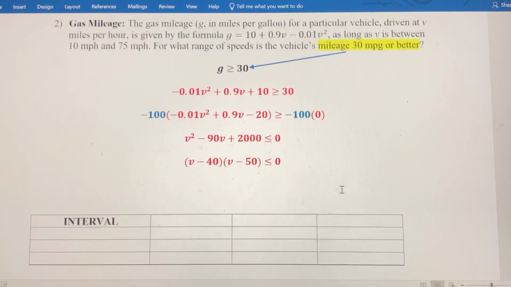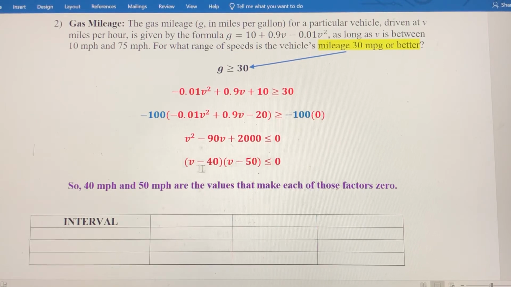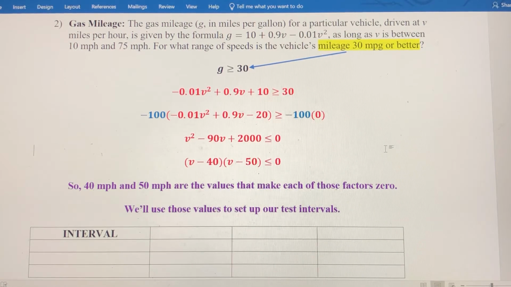So that's going to help me determine what makes this 0, and it's going to help me determine my intervals, okay? So 40 miles per hour makes this factor 0, so that's going to be one of my values that are going to help me set my intervals. And then 50 makes this factor 0, okay? So we're going to use those two values to set up our test intervals, okay?